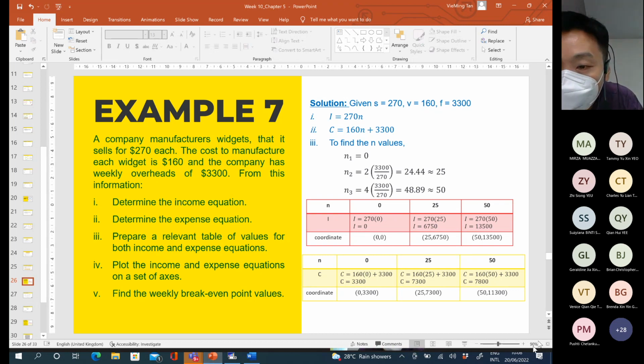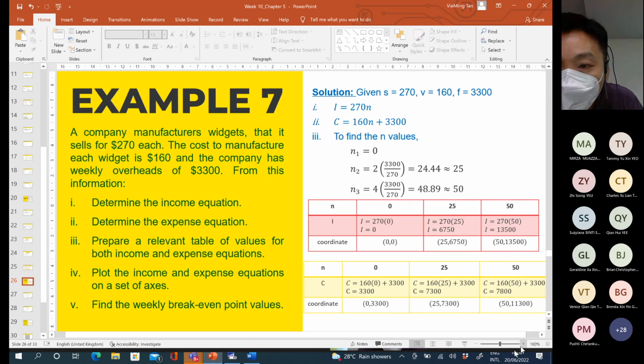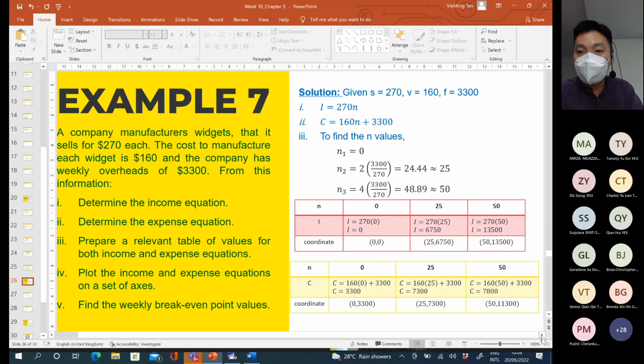For the third point, we substitute 50 into the n. Replace n with 50. So what is the C value we get? Can somebody try to use a calculator and check the answer?